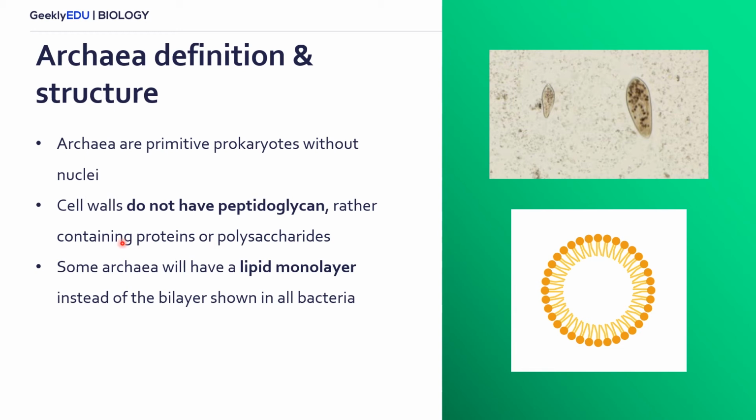And a lot of archaea will have a lipid monolayer instead of a bilayer as their cell membrane. So here we have our little lipids, which has its head and its tails. So this is a monolayer because we just have one layer instead of another layer underneath, which is what most cells will have, a lipid bilayer as their cell membrane.